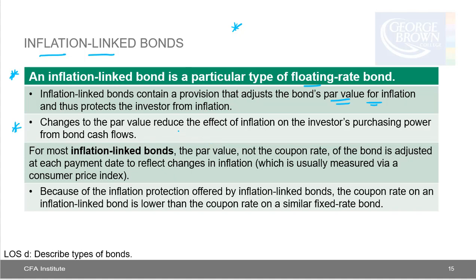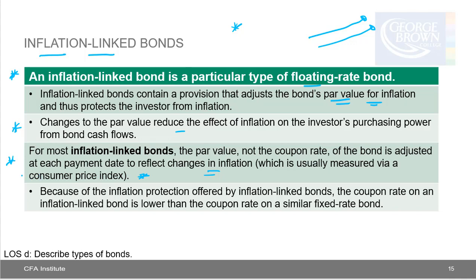Changes to the par value reduce the effect of inflation on the investor's purchasing power from bond cash flows. Remember, the principal is paid back on maturity. So if there's been inflation during the life of the bond, what happens is the par value is changed for inflation, and that protects the investor from inflation. So an index-linked bond is a particular type of floating rate bond, but it's not the coupon payment that's being changed, it's the par value. For most inflation-linked bonds, the par value, not the coupon rate, is adjusted to reflect the changes in inflation, which is usually measured via a consumer price index.